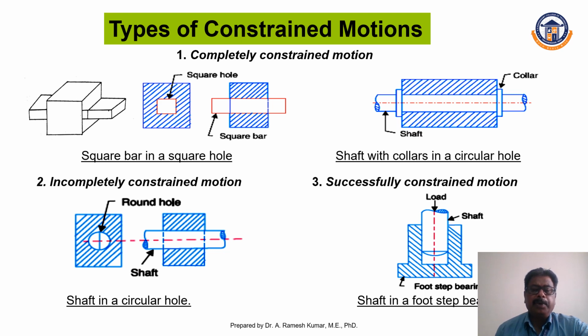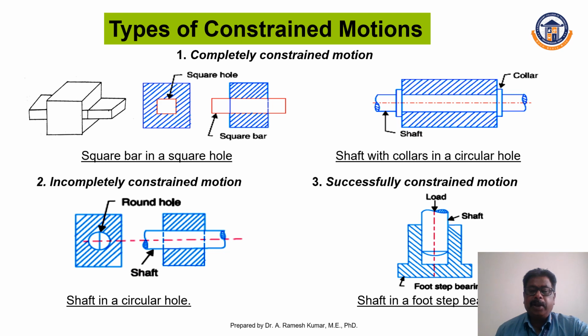Coming to incompletely constrained motion, a shaft in a circular hole. So here when the shaft rotates, the shaft may have a linear movement as well as the rotary movement. To stop this incompletely constrained motion, we come to successfully constrained motion by incorporating a third element known as a load. Here, the footstep bearing is a best example for successfully constrained motion.